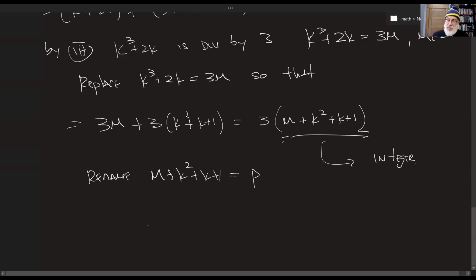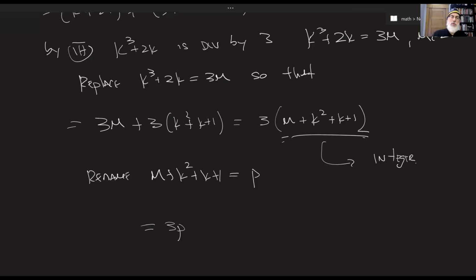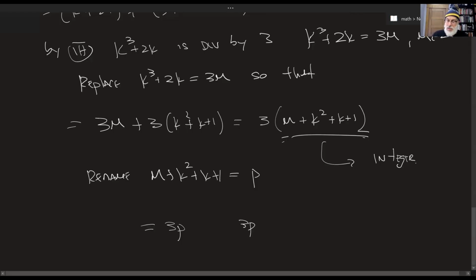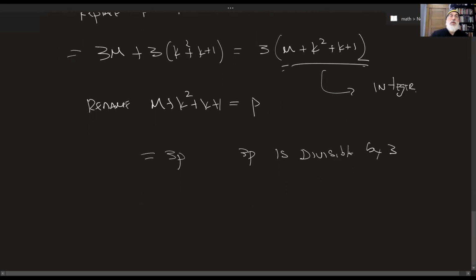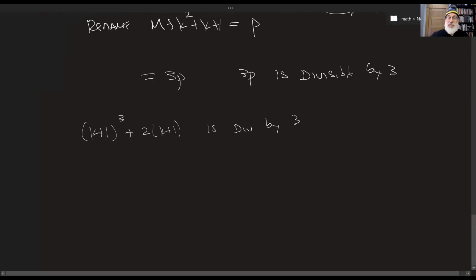So if I replace that, that means this whole equation is equal to 3p, which means what? Well, any multiple of 3 is divisible by 3. So 3p is divisible by 3. Where did this 3p come from? It came from k plus 1 cubed plus 2 times k plus 1. So that is divisible by 3. And that's exactly what we wanted to show. We wanted to show that the next case, the k plus 1 case, is divisible by 3. So that's it. We are done.